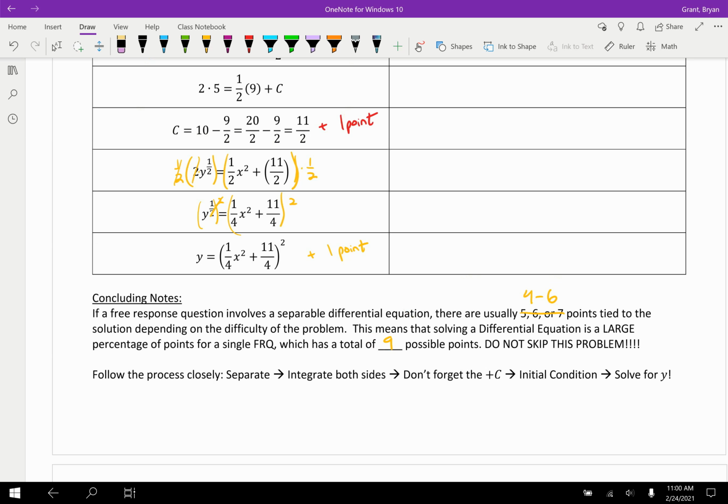Do not skip separable differential equations. Don't do it, don't do it, don't do it. Separate the variables. Integrate each side. Don't forget the plus c. Use the initial condition to find the value of c, and then isolate y.